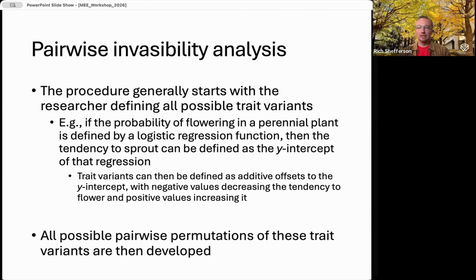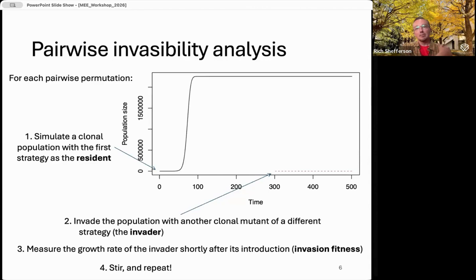In the pairwise invasibility case, all possible pairwise permutations of those trait values are developed and explored in a simulation context. Typically, in each pairwise case, one of the trait variants is going to be considered what's known as the resident. We start the population with maybe a single individual or a small number of these individuals, and we allow the population to grow to some carrying capacity or some plateau, depending on what kind of density dependence you're using. It might not be a plateau, but it might be some kind of oscillation or something like that.